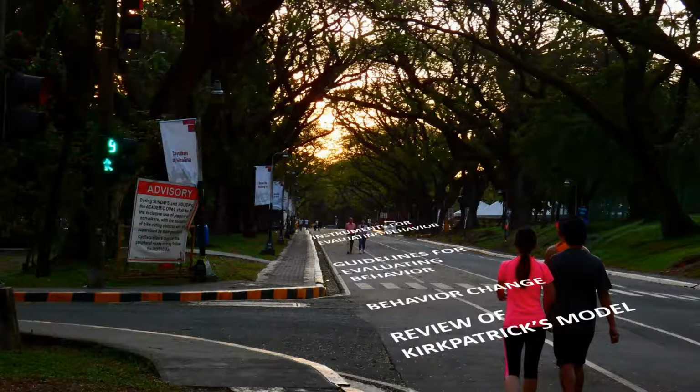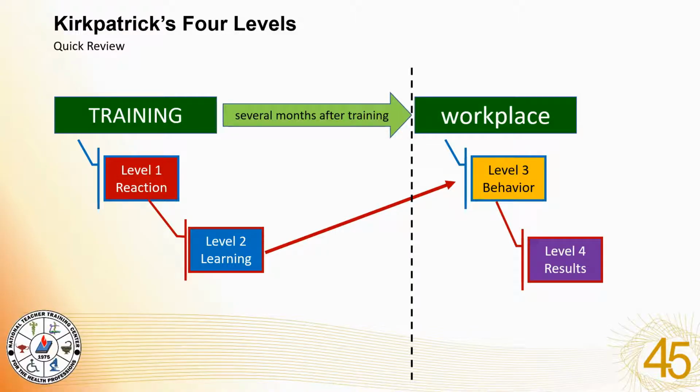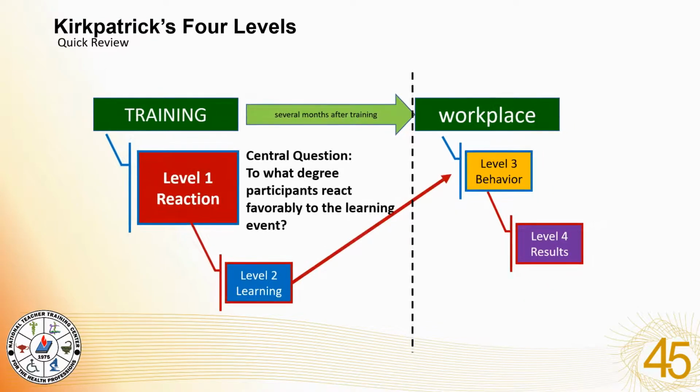So just a review, as we have discussed several times already, Kirkpatrick's model conducts evaluation in time frames. The first two levels of training evaluation will happen during the actual training program, that will be level 1 and level 2, and the other two levels will happen in the workplace or several months after training. And just to review, for level 1, our central question is to what degree participants react favorably to the learning event.